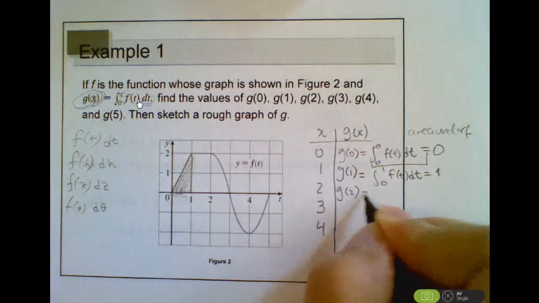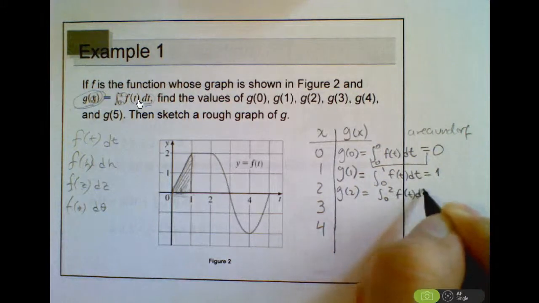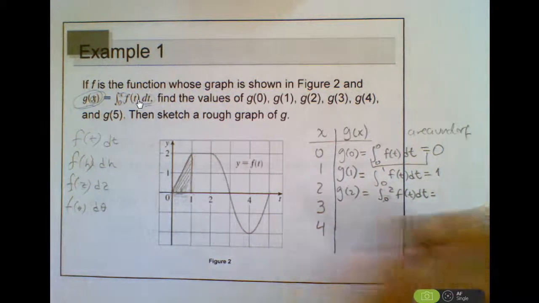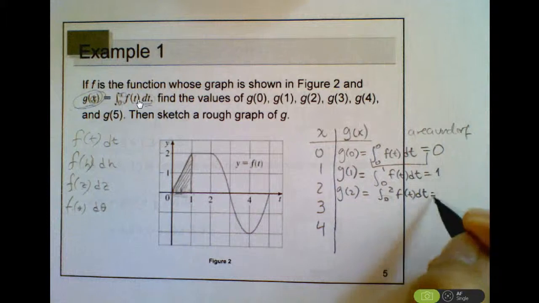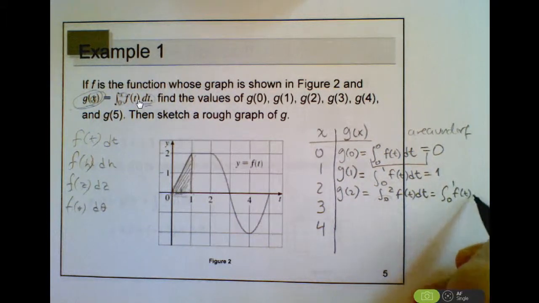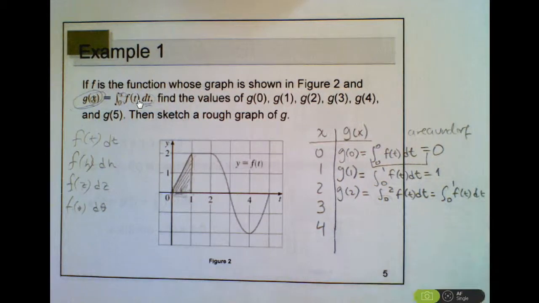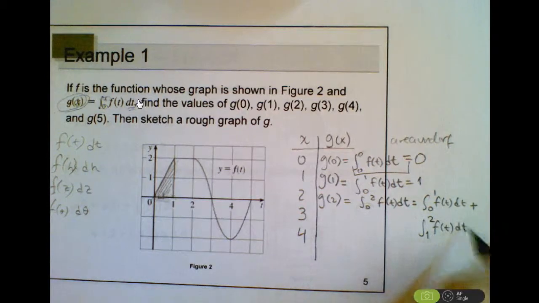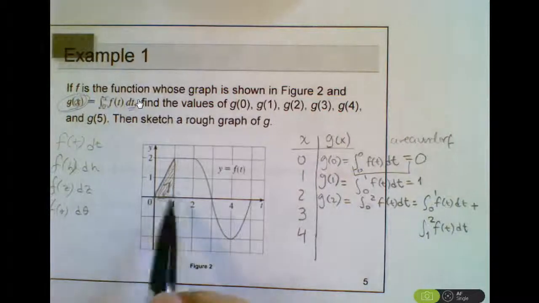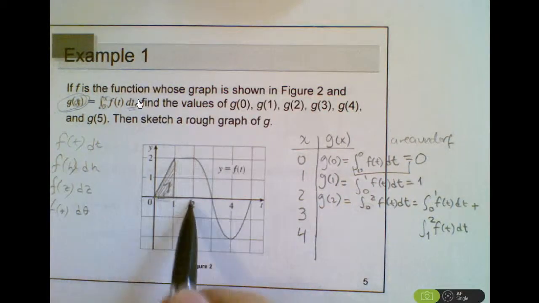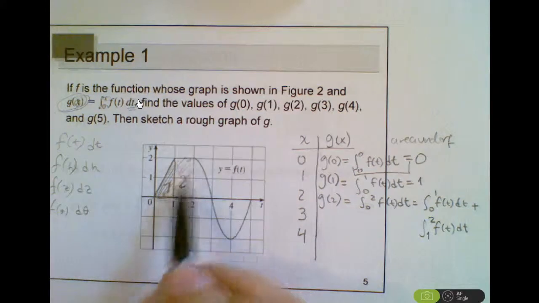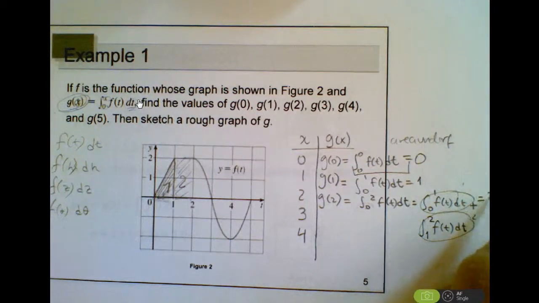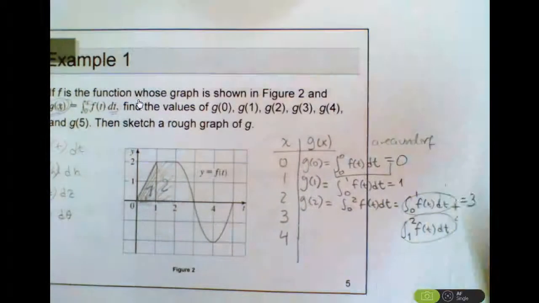Now g of 2 will be the integral from 0 to 2 of f of t dt. Now on the previous section we learned the properties of integrals. If I'm trying to find the area between 0 and 2, I can just split it into the area from 0 to 1, because that's the one that I do know from the previous step. And I just have to add the area from 1 to 2 of f of t dt. So I know from 0 to 1 the area is 1, and now from 1 to 2 the area is a rectangle, so base times height would be 2. So this is worth 1, this is worth 2, 1 plus 2, 3. Who says that calculus is difficult? 1 plus 2, 3. Yay!